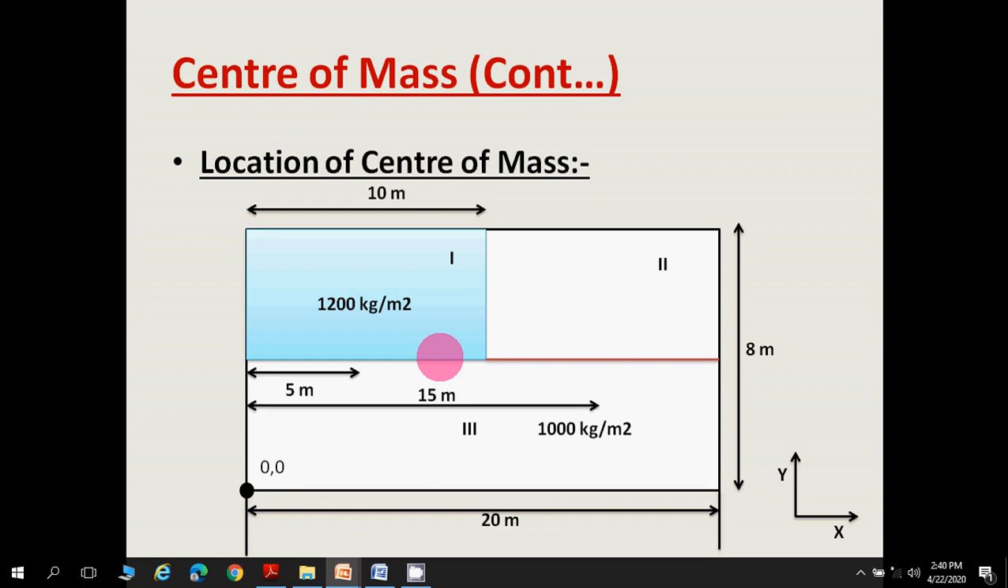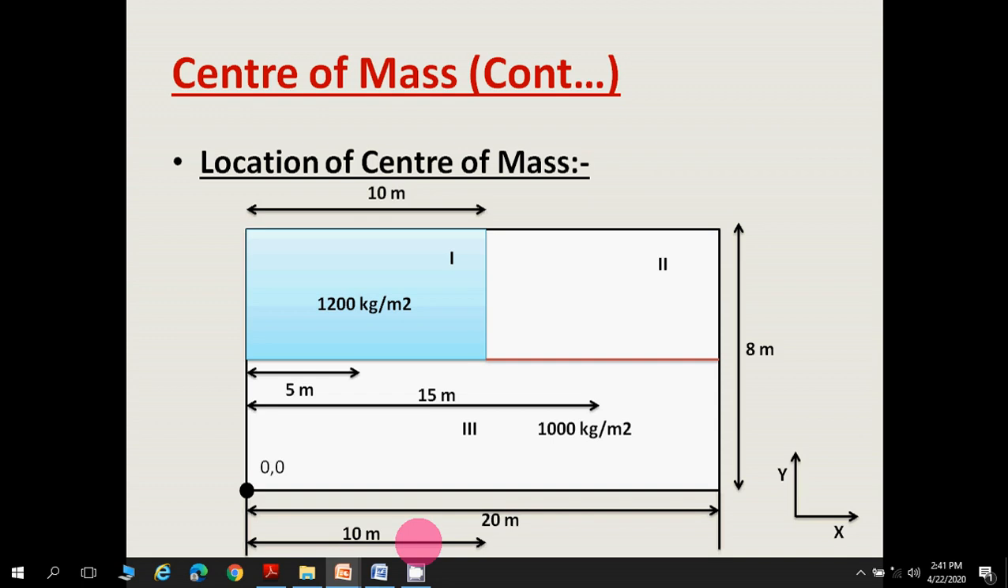For figure number 2, x2 is 15 meter, because the total length of the floor is 20 meter, out of which 10 meter is the figure 1 length. So that 10 meter plus the rest 10 meter by 2 gives 15 meter for x2, and x3 will be 20 by 2, which is 10 meter. So x1, x2, x3 are known: 5 meter, 15 meter and 10 meter.